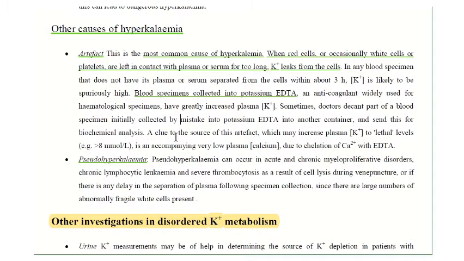A clue to the source of this artifact, which may increase plasma potassium concentration to lethal levels, example, more than 8 millimole per liter, is an accompanying very low plasma calcium concentration due to chelating of calcium with EDTA. إذن هنا بعض الارتفاكت اللي تصير اللي تؤدي إلى الهايبركاليميا.